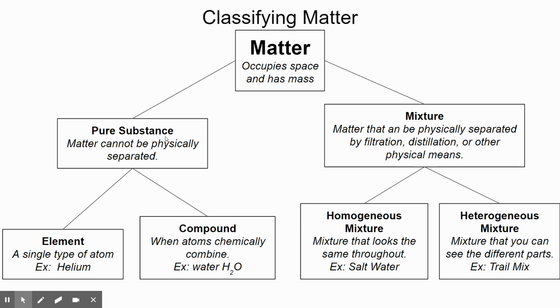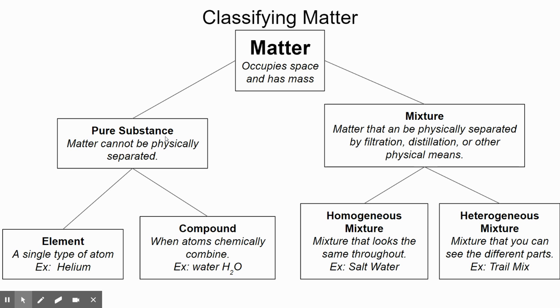We can separate water using electricity, but that's not really considered a physical separation. That requires energy, right? It requires electricity. Again, really using electricity is kind of a physical separation too, but we are changing the chemical makeup of it. We're breaking and making bonds. So basically, a pure substance is matter that cannot be changed without chemically altering it, without changing its chemical structure.